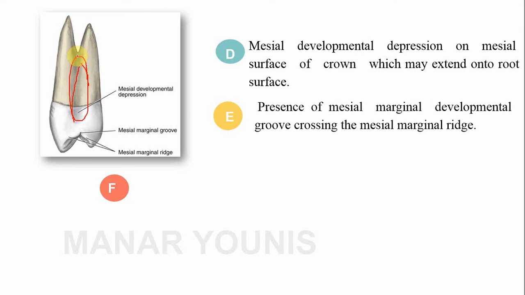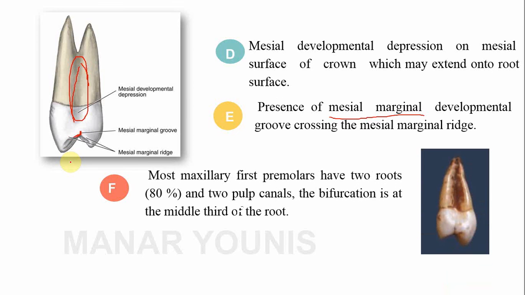Also, this tooth is characterized by the presence of what's called the mesial marginal developmental groove. This is the mesial marginal ridge, and here it's notched by a small groove called the mesial marginal developmental groove. Also, the maxillary first premolar is characterized by having two roots, in 80% of the cases, with two pulp canals.